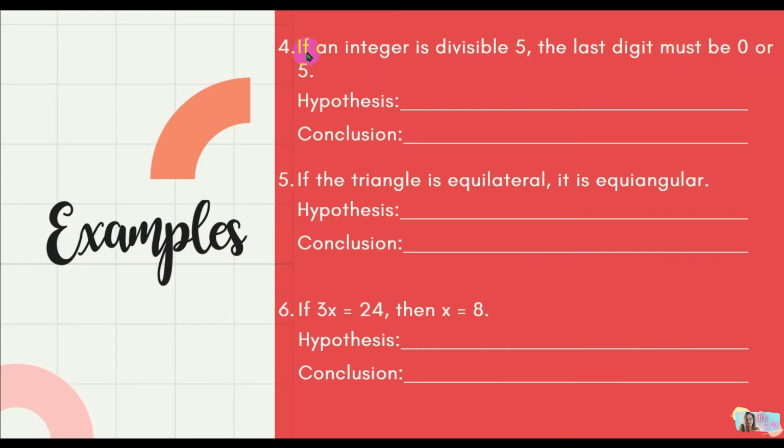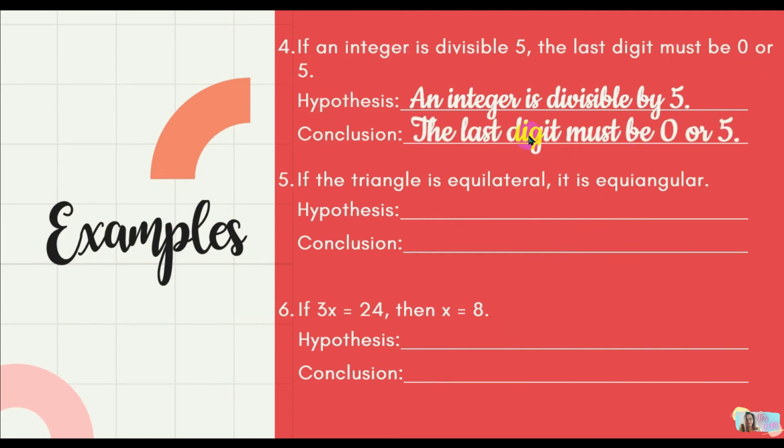So, meron tayong if na word. Again, nandun po yung ating hypothesis. Yung clause natin for the hypothesis is an integer is divisible by 5 or the integer is divisible by 5. The conclusion, wala tayong word na then, pero ito po yung ating masasabing conclusion. The last digit must be 0 or 5. So, yun po yung ating isusulat sa ating conclusion.